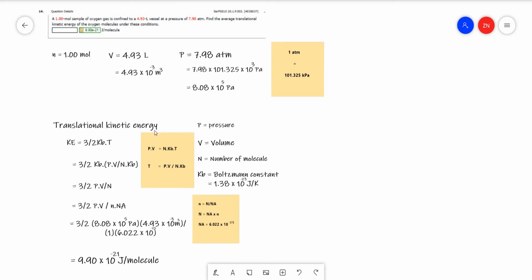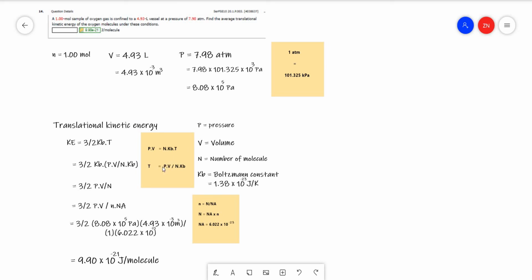The formula for translational kinetic energy will be 3 over 2 times kB times T. kB being the Boltzmann constant with the value of 1.38 times 10 to the power of negative 23 joule per Kelvin, while T is the temperature. As we may know, the question does not give us temperature at all, but it gave us the volume and the pressure. The equation for ideal gas law is pressure times volume equals number of molecules times Boltzmann constant times temperature. In this equation, it does give us temperature.